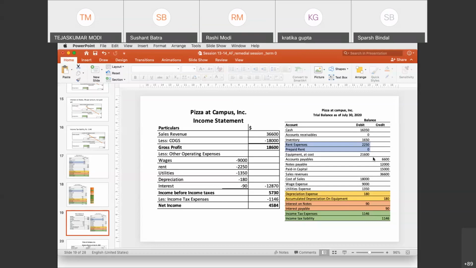So sales is 36,600, COGS is 18,000, so gross profit is 18,600 minus other expenses. All the expenses I have taken, that means 12,870, and income tax I have shown separately. You can also club it. That is totally fine right now, because I'm not emphasizing too much on form, right? I'm focusing on the concepts, not on format, right? So net income is 4584. This is coming from the classification that we have just made.